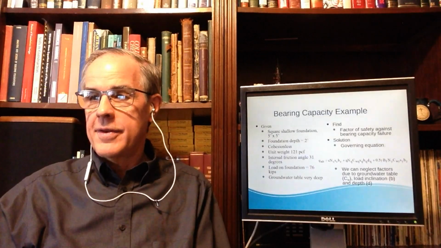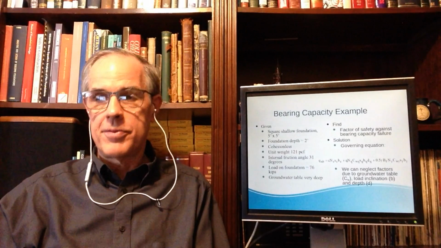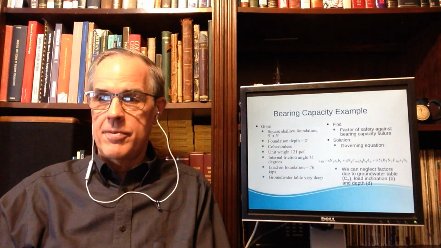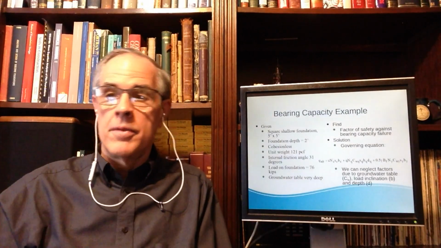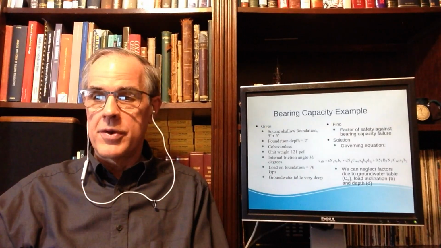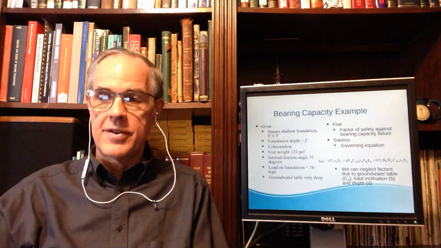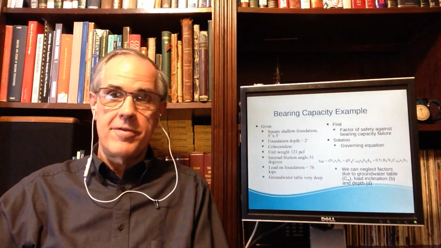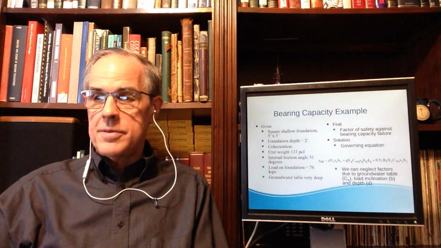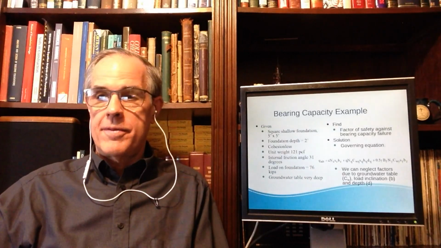Okay, bearing capacity example. Shallow square foundation, 5 foot by 5 foot. Foundation depth 2 feet. Purely cohesionless soil, so C is equal to 0. Unit weight is 121 PCF. Internal friction angle is 31 degrees. The load on the foundation, we're going to assume it's concentric, is 76 kips. The groundwater table is very deep. All right. Find the factor of safety against bearing capacity failure.